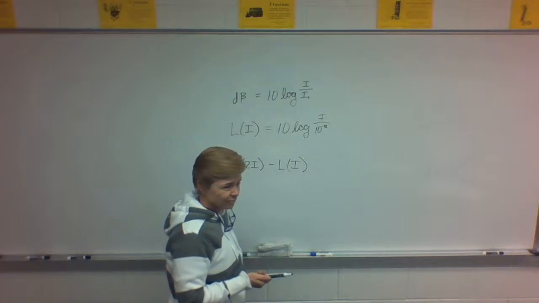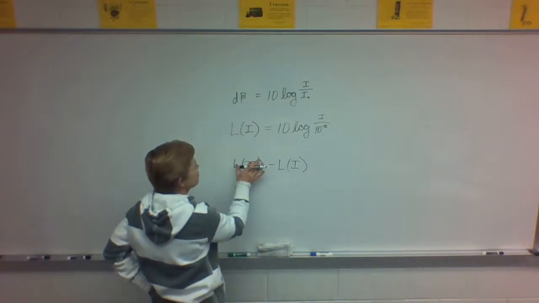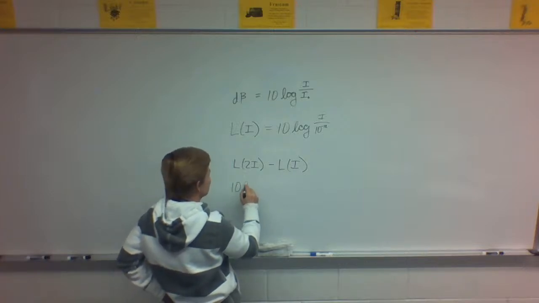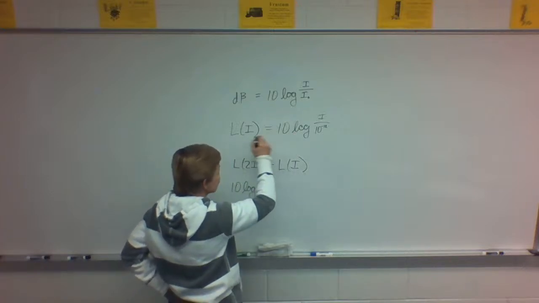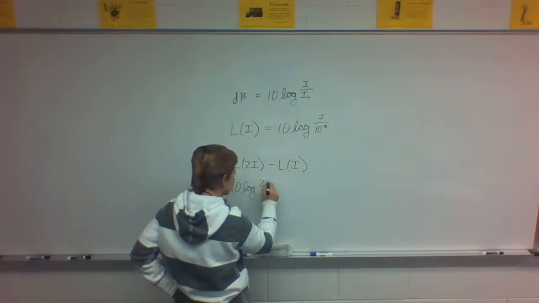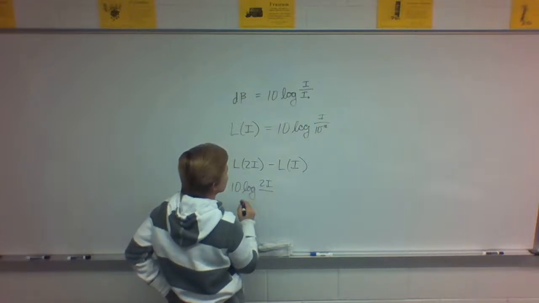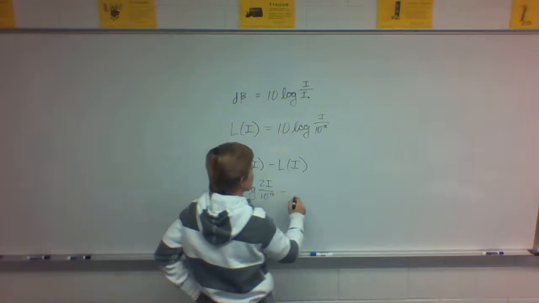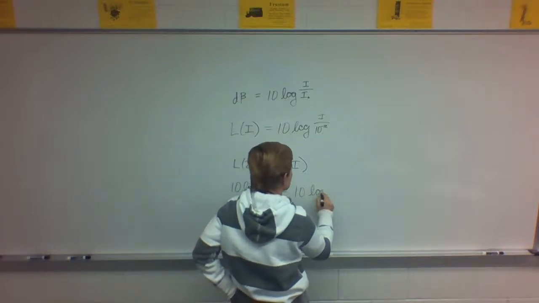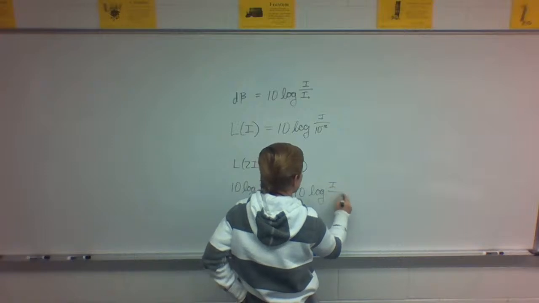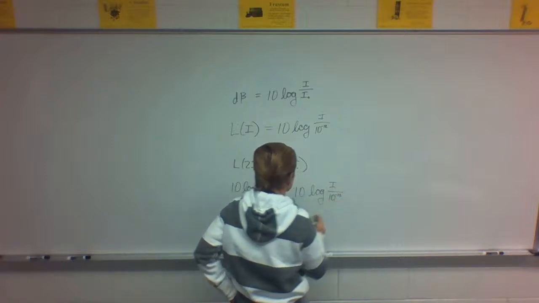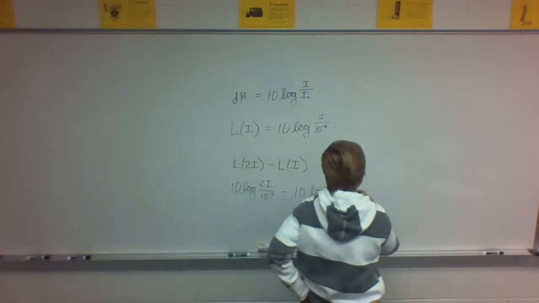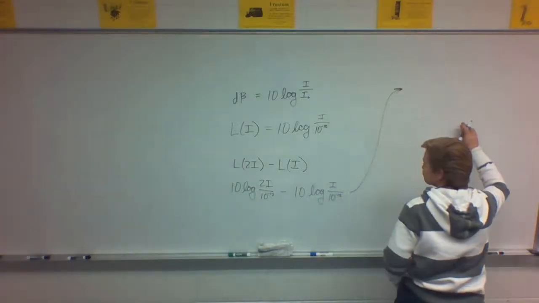Does that make sense? Okay, so now, using this up here, I'm going to replace it with 10 log, not I, because these match, it'll be 2I over 10 to the negative 12, minus 10 log I over 10 to the negative 12. You see the replacements? Now watch this. This is where what you learned today can be very useful.